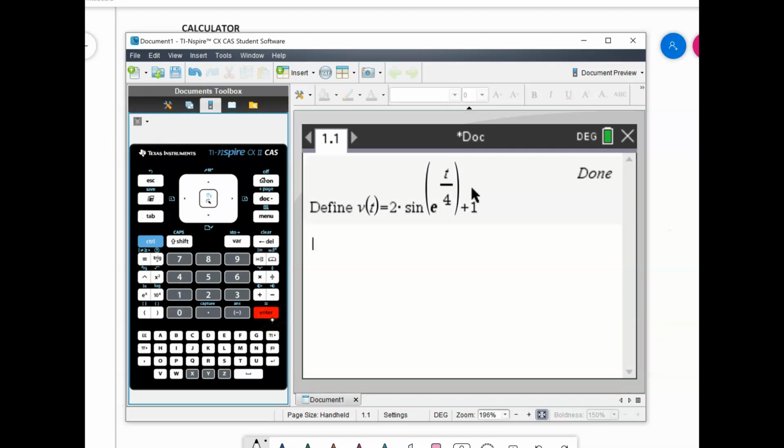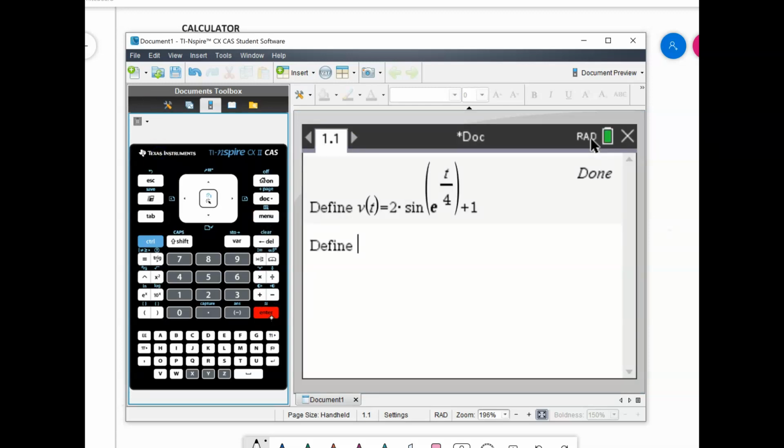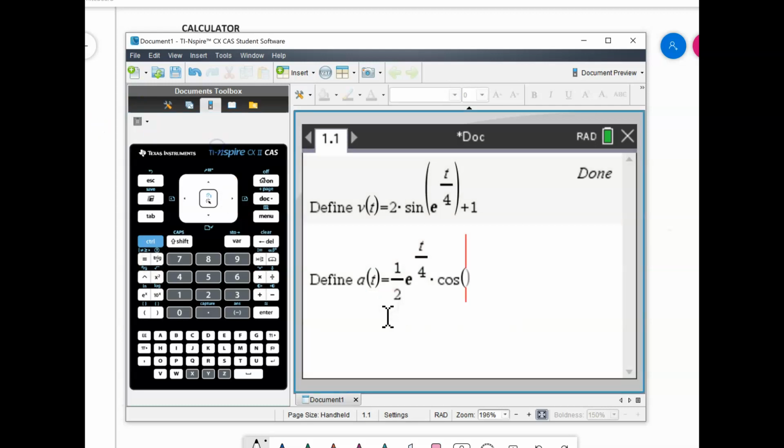Now, just a side note, I noticed I was in degree mode, so make sure you go into radian mode. And we're also going to define, since we need acceleration, a of t as this beautiful function that it is, 1/2 e to the t over 4 times cosine of e to the t over 4.